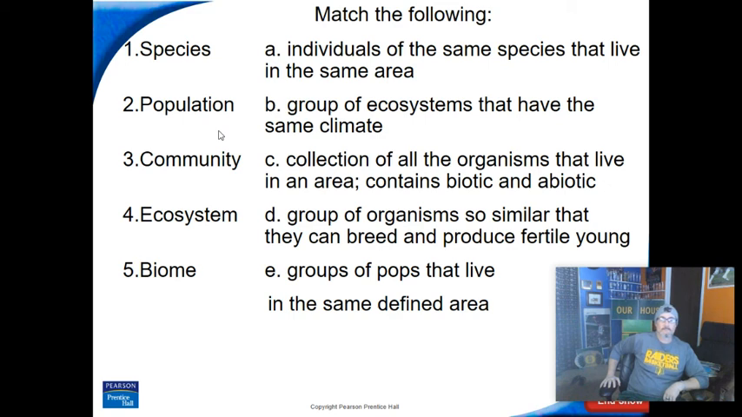Ecosystem. Yeah, ecosystem is C, collection of all the organisms that live in an area, and they contain the biotic and the abiotic. And of course, by process of elimination, that makes biome B, group of ecosystems that have the same climate, or similar climates.